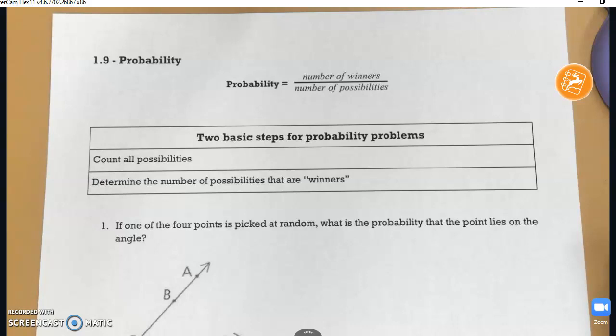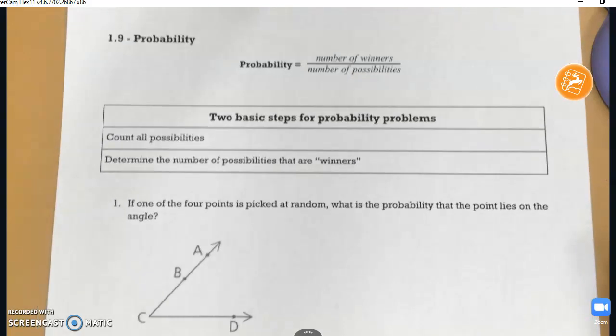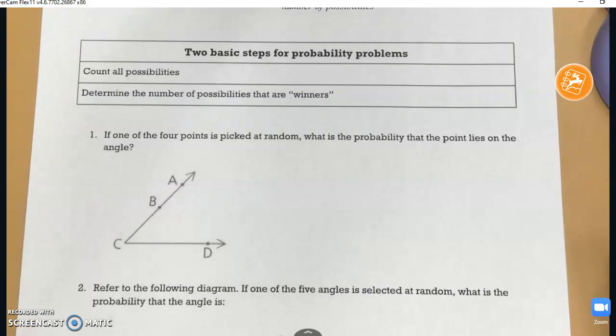That's going to be your denominator. Then determine which number of the possibilities are winners or favorable. And that's going to be your numerator. From there, if you can simplify, you will, but your answer will always be a fraction. So let's jump right into problem 1.